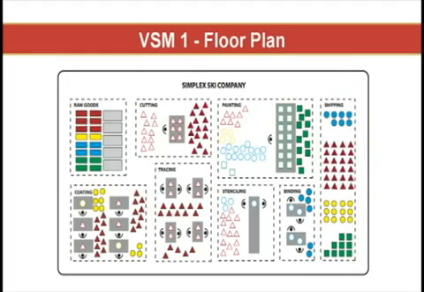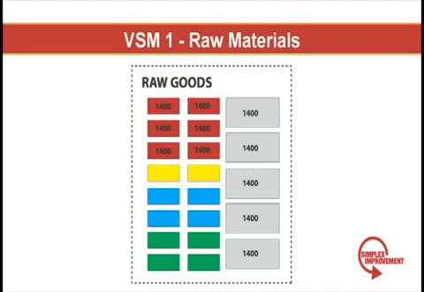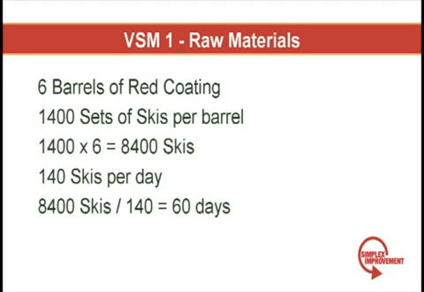So in raw materials, I count 6 red drums of coating. Each red drum can coat 1,400 sets of skis. I asked the CEO how many sets of skis the customer demands on any given day. The answer is 140. Now, even though I'm full-blooded Irish, for some reason I'm pretty good at doing quick math in my head. So 6 barrels times 1,400 sets per barrel gives me 8,400 total units I could paint. I divide 8,400 by the daily demand of 140 and see that they're holding 60 days, or 2 months, worth of inventory of red coating.